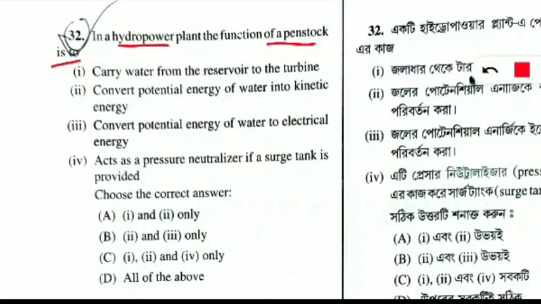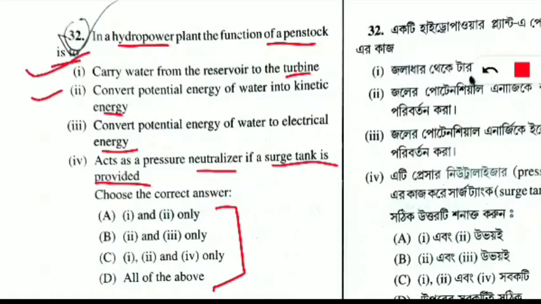First is, it is to carry water from the reservoir to the turbine; to convert potential energy of water into kinetic energy; to convert potential energy of water to electrical energy; or to act as a pressure neutralizer if a surge tank is provided. So you have to select for all these 4 options, and here I will not take much of your time. I will reveal the answer. Here only the first 2 statements are correct.